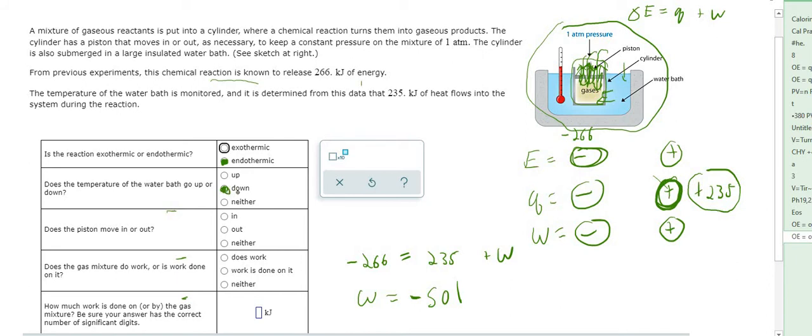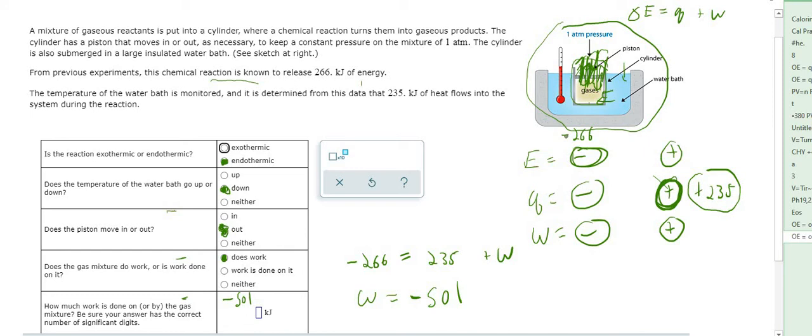Does the piston move in or out? Well, the negative sign on work tells me that the system is doing the work, therefore that piston is going out. It's being pushed out. That means that the system is doing the work. And how much work is it doing quantified wise? That'd be negative 501 kilojoules.